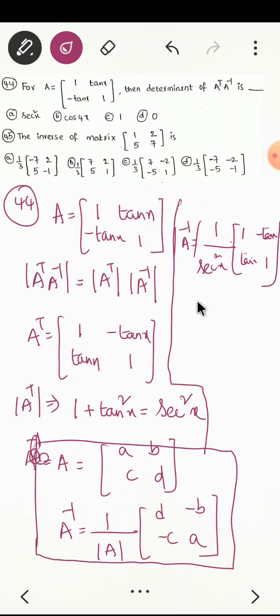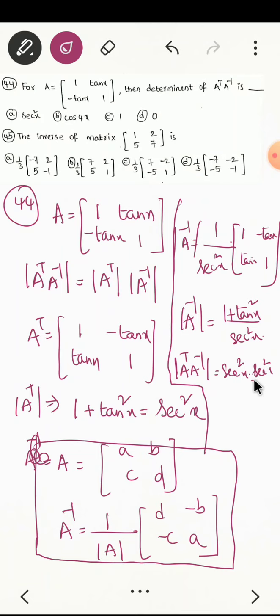Now determine the det of this. So det of A inverse is 1 by secant square x, which is again 1 plus tan square x by secant square x, because AD minus BC. So multiply these two: det A transpose into det A inverse. Det A transpose is secant square x, into 1 plus tan square x over secant square x, which is again secant square x by secant square x. Secant square cancels and we get the answer as secant square x. So option A is correct.